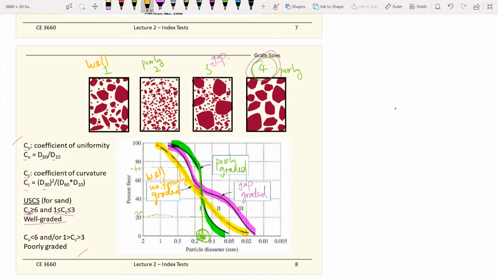You will have a constant slope on the grain size distribution curve. And if you don't fulfill these two criteria, very likely you will have one size dominant, so it's a kind of curve like that. In that case, the criteria become C sub U less than 6, or C sub C greater than 3 or C sub C less than 1. If that is the case, then your grain size distribution is poorly graded.